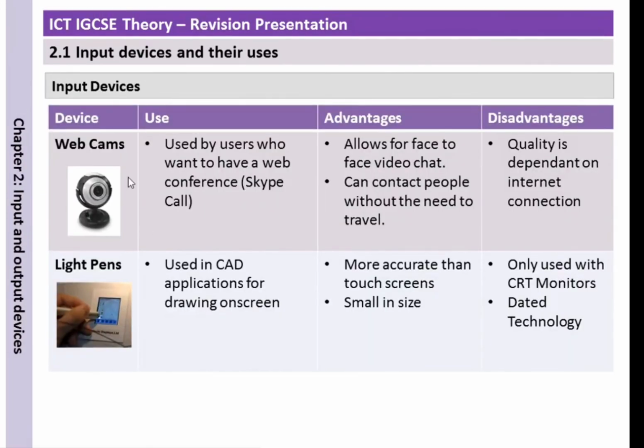Okay, so we've got webcams. Again, it may be used in a video conference, used by those who want to have a web conference. A Skype call, for example, allows for face-to-face chat. You can contact people without the need for traveling. The disadvantage is that quality would be dependent on the internet connection. So if you have a poor connection, then this could affect the quality of the connection.